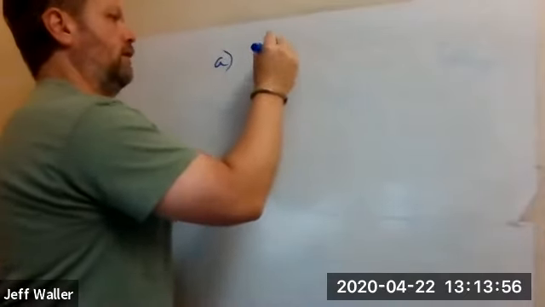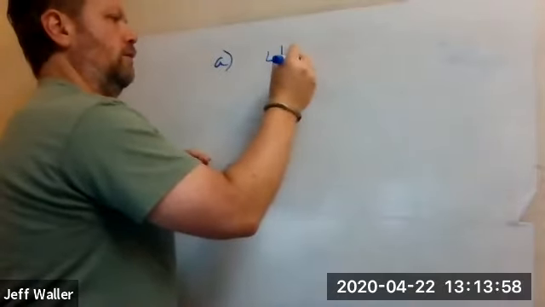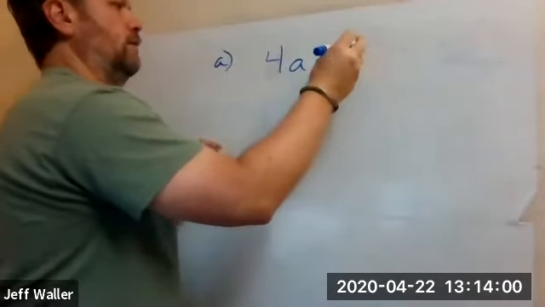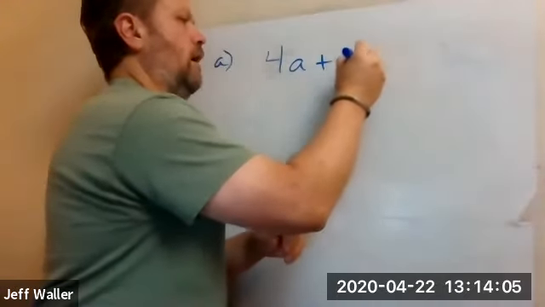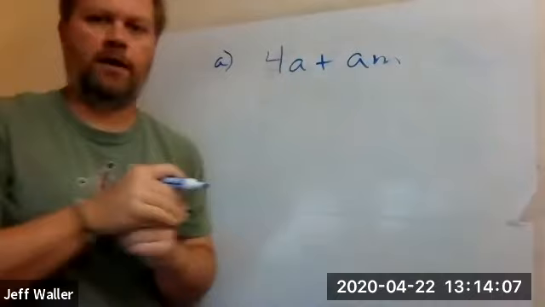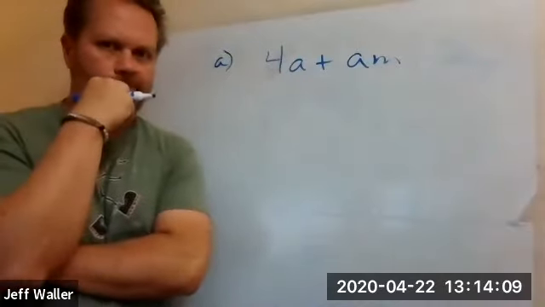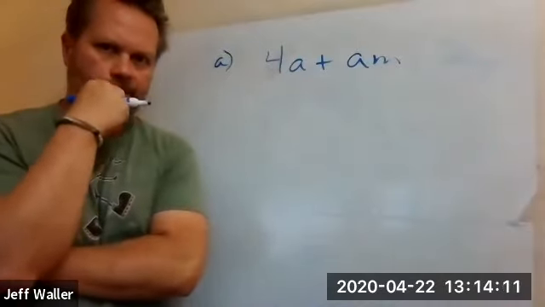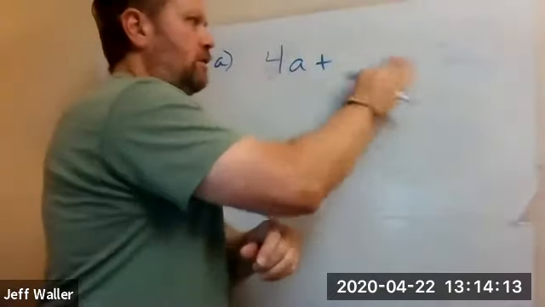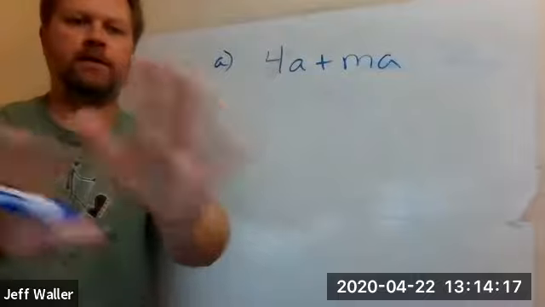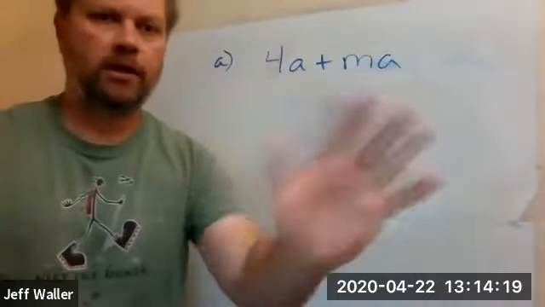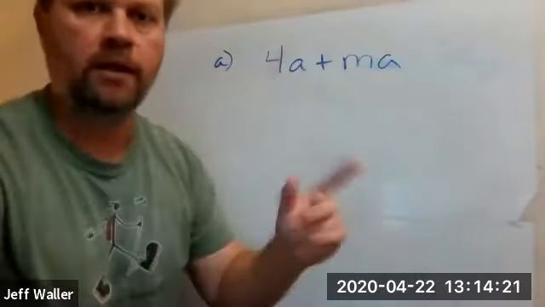What is it, Jeff? Yeah, sure. 4A plus AM. Sure. Let's just do that. Start there. This doesn't change anything. Let me just do this: MA. Okay, so 4A plus MA. This is almost too easy. No trick at all. I never try to trick anybody.